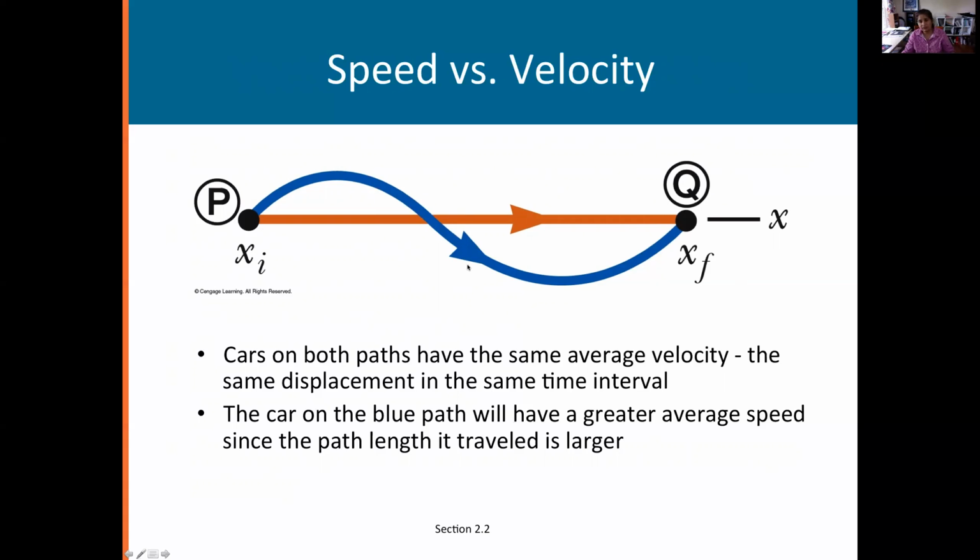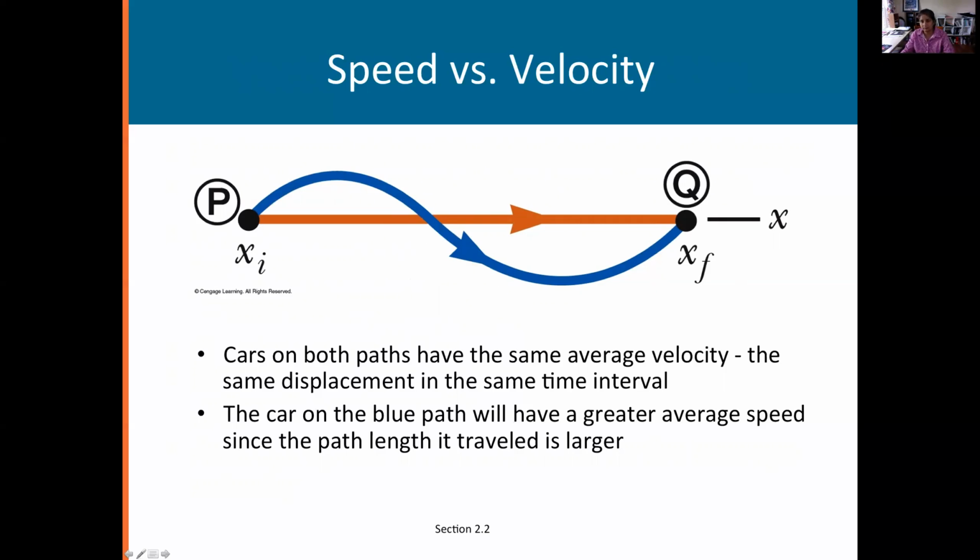So first, let's consider speed. For speed, remember, we need to look at the total distance traveled, or path length, divided by elapsed time. So the elapsed time is exactly the same. They start and stop at the same time. Okay, so there's no difference in the denominator. What about the numerator? This is the shortest distance, the orange one, between P and Q. So this is the shortest path length. Clearly, the blue path is longer, which means the speed of the blue car has to be faster for it to cover this greater distance in the same amount of time, right? So we can say that the speed of the blue car is greater than that of the orange car.